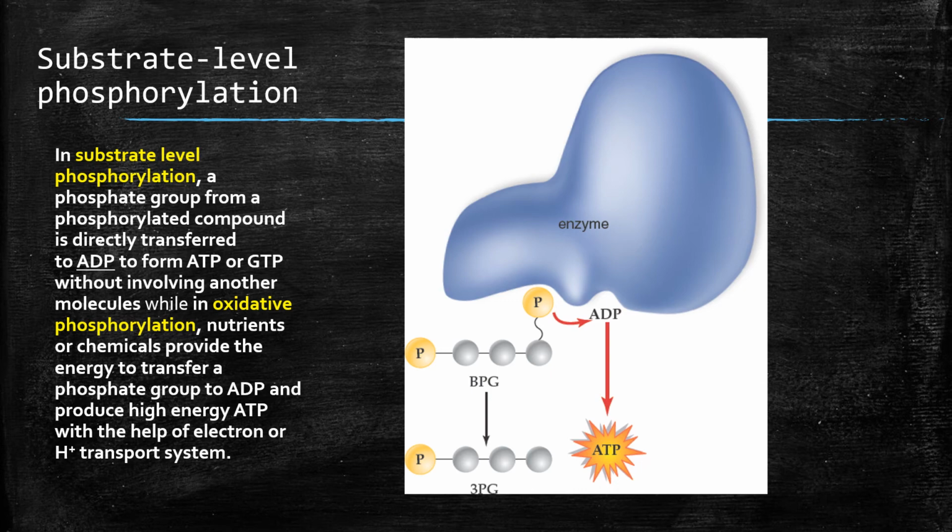Now, the other type of phosphorylation is oxidative phosphorylation, which we've already seen in our chloroplast, and we're going to see in our mitochondria as we move forward into the other parts of cellular respiration. And essentially, that is where we have an oxidation reduction reaction producing ATP. So in other words, the nutrients or the chemicals provide the energy to transfer a phosphate group to ADP. And the method for doing that is through the electron transport chain that we've been talking about.